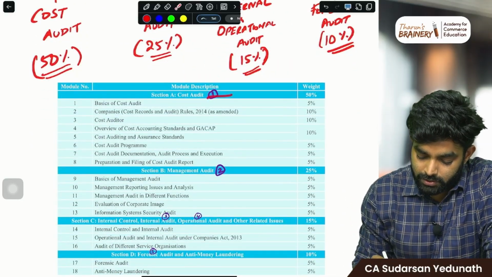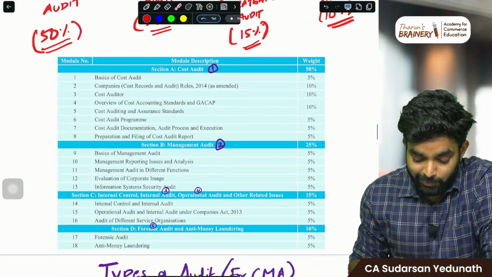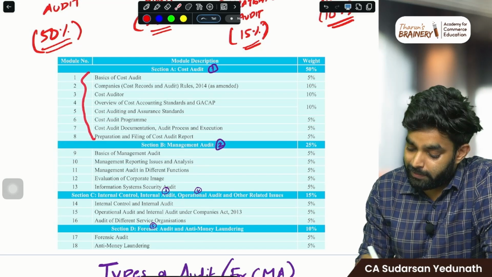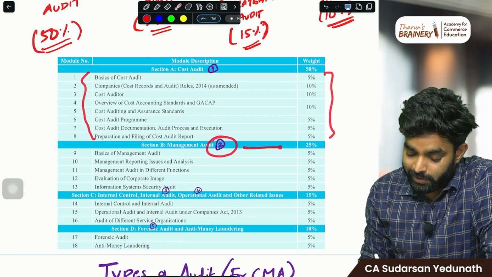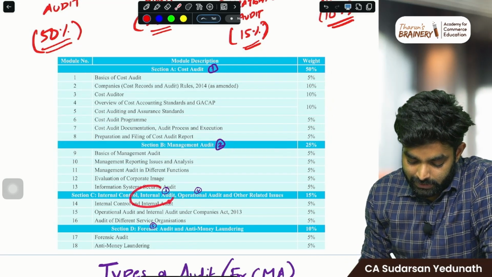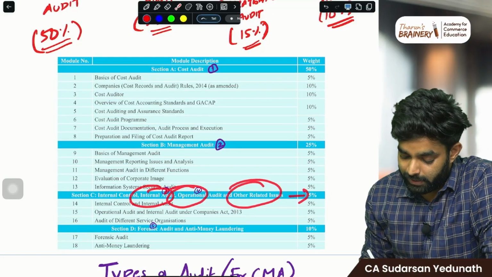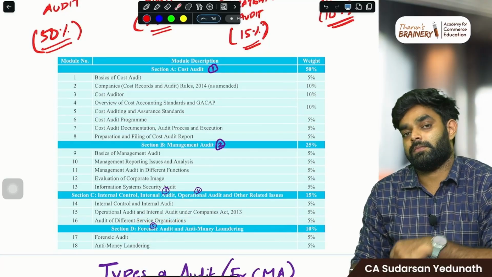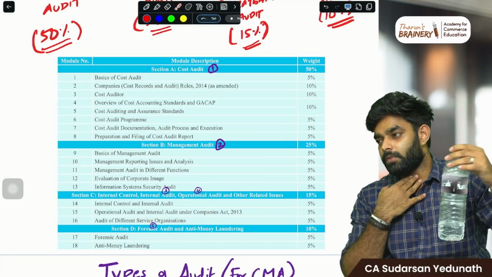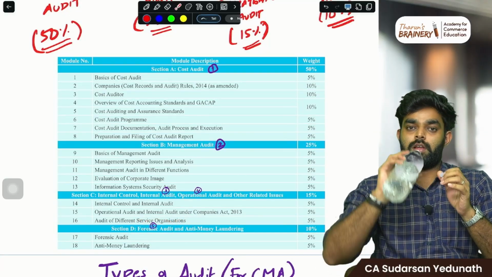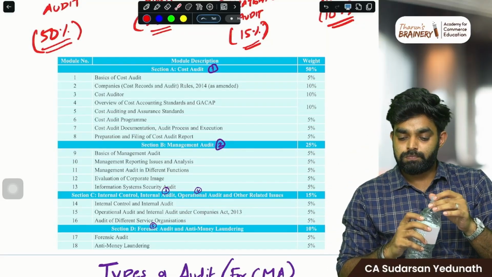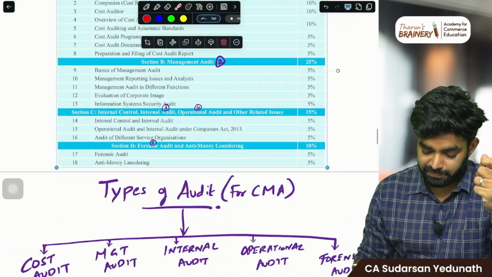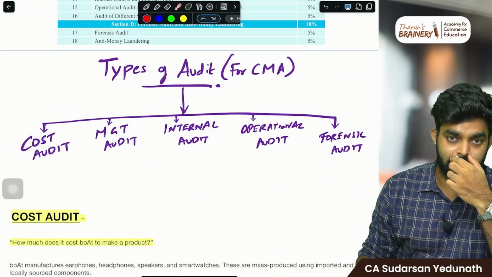See, I have not said this. This is from your module. It is written: cost audit, it is 50%, and these are the chapters coming under cost audit. Management audit, it will be 25%. Then internal audit, operational audit and other related issues, 15%. Forensic audit and anti-money laundering constitutes 10%. This is your weightage. This is what you have to understand. Then what are the types of different audits?